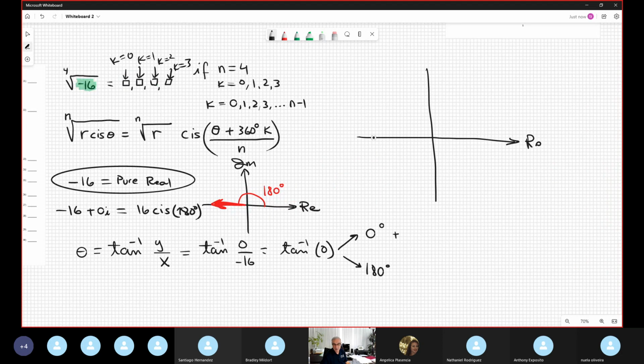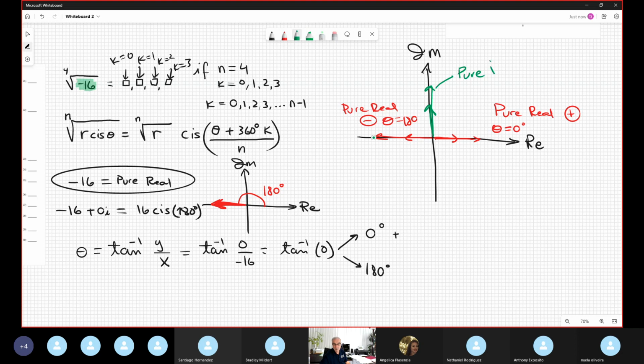Complex plane, real axis, imaginary axis. Any positive real number is on this side, and the angle is zero. This is the pure real, but positive. A pure real negative is like that, it's a pure real but negative, and the angle is 180. Now, pure imaginary positive: the angle is 90 degrees. And pure imaginary negative, the angle is 270 degrees. Now more clear?